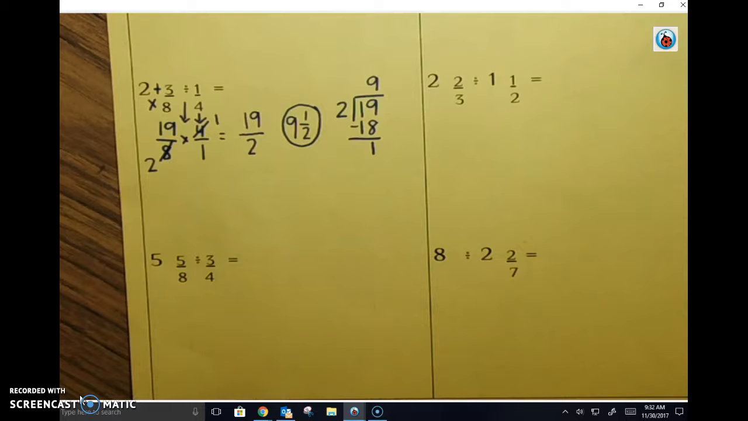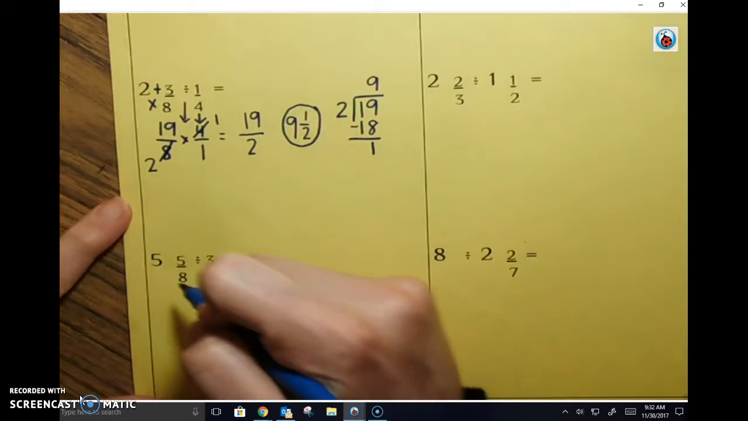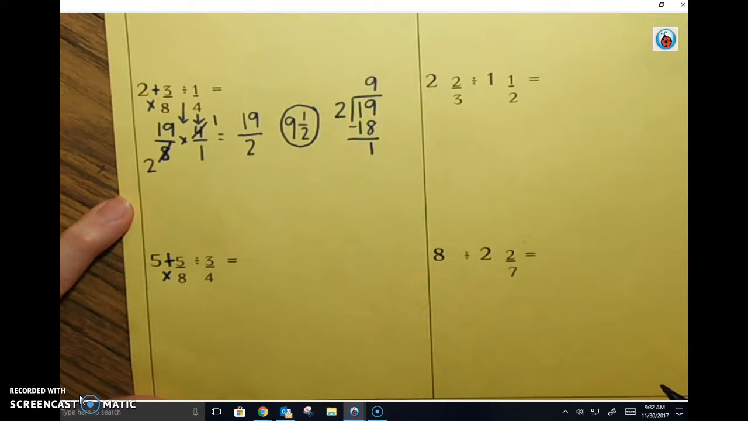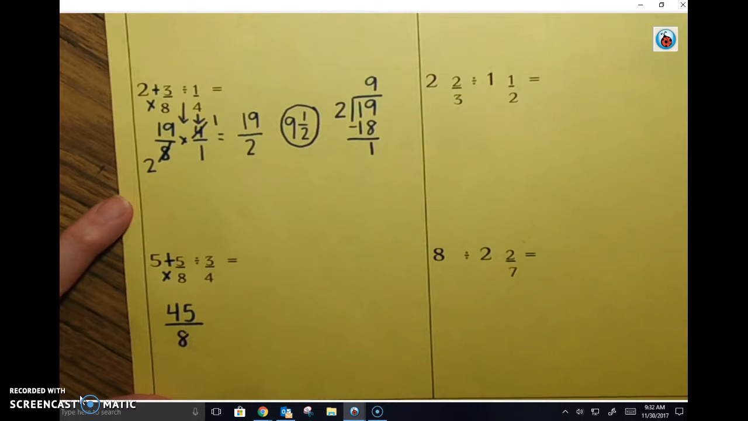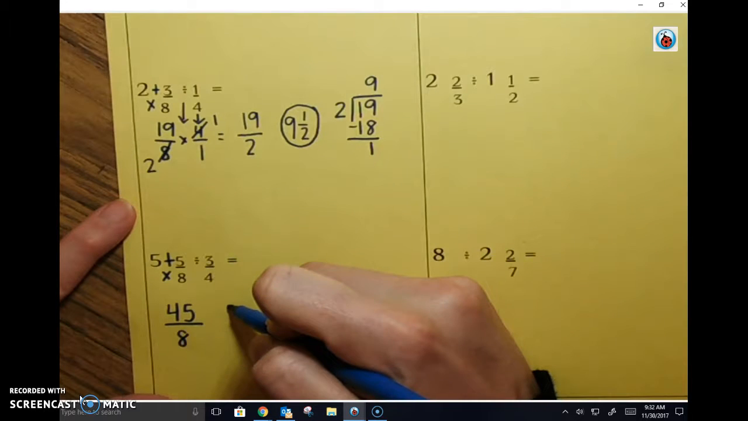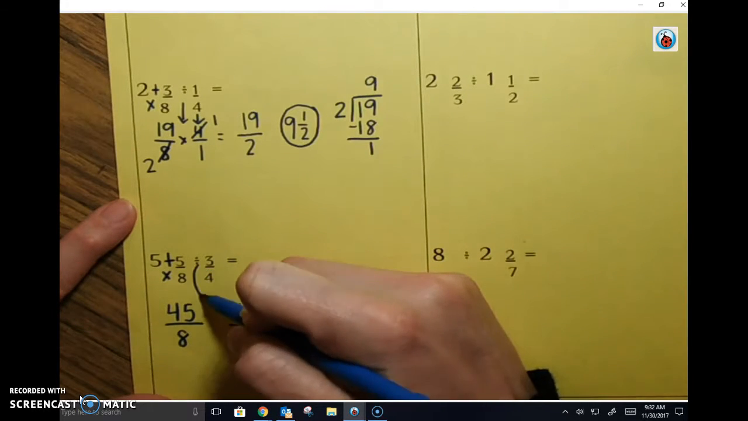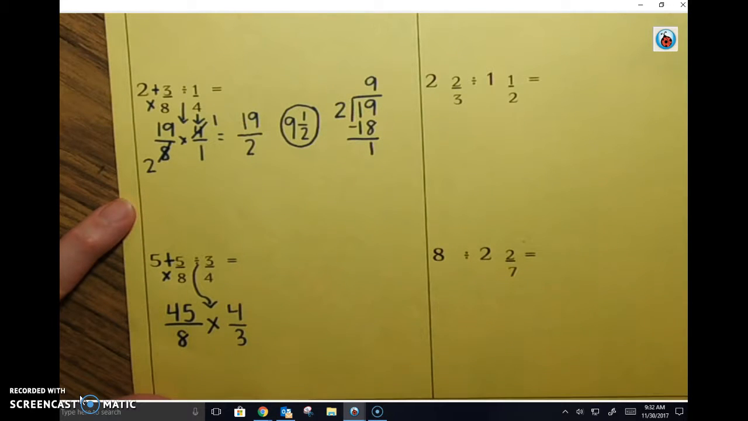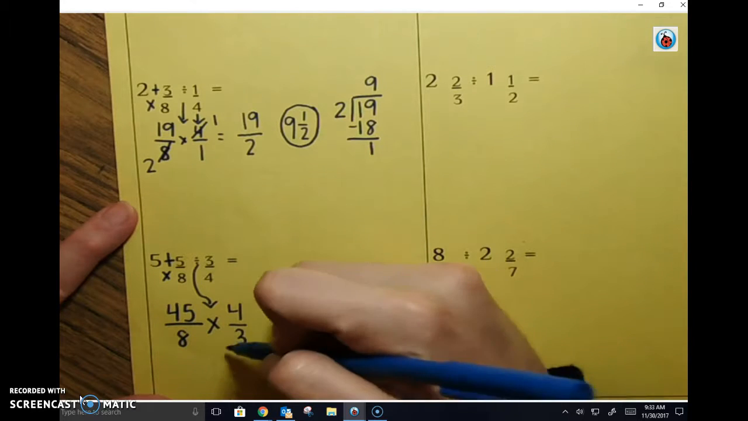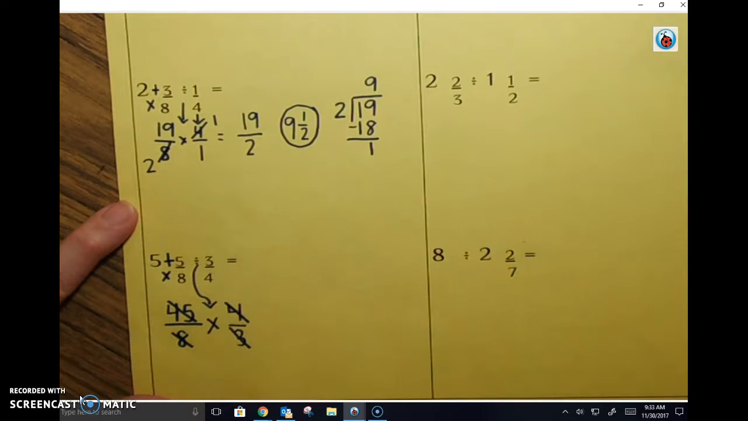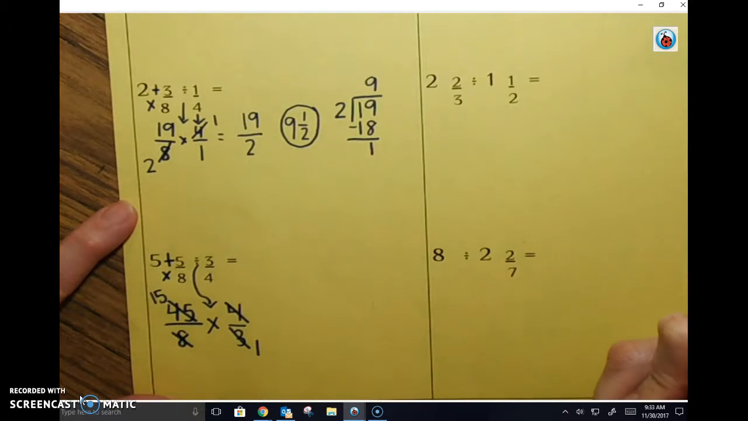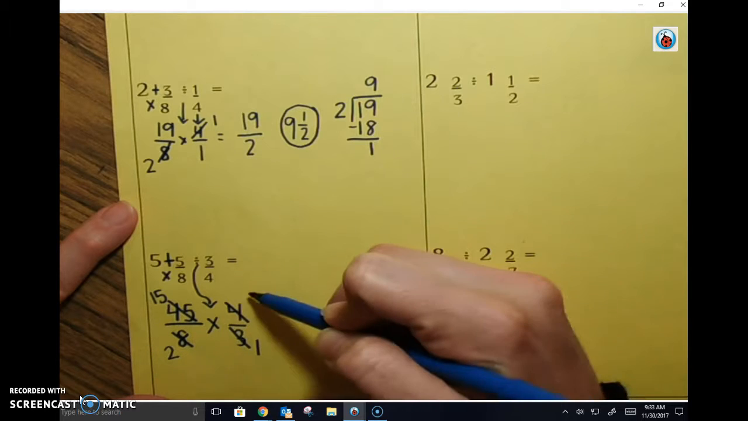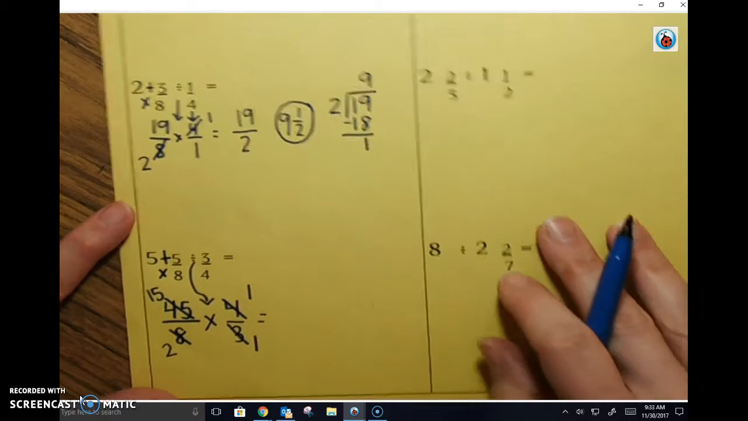Okay. 5 and 5 eighths. Carter, what do you think? Over 8. Okay. You think they know what's going to happen next in the front end? Okay. And then the division sign does what? Good. Ashlyn, what can we do? We can cross cancel 3 and 45, 4 and 8. Okay. 8 is 2 times 4, 4 times 4. That's fantastic. And those numbers look so much better now, don't they?